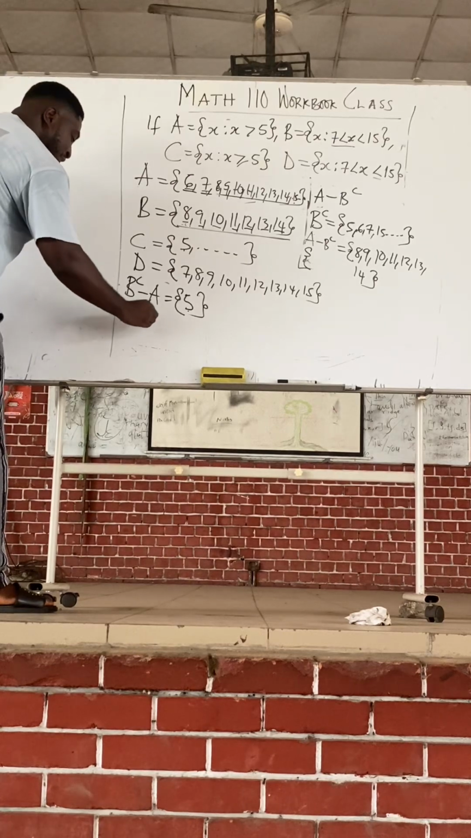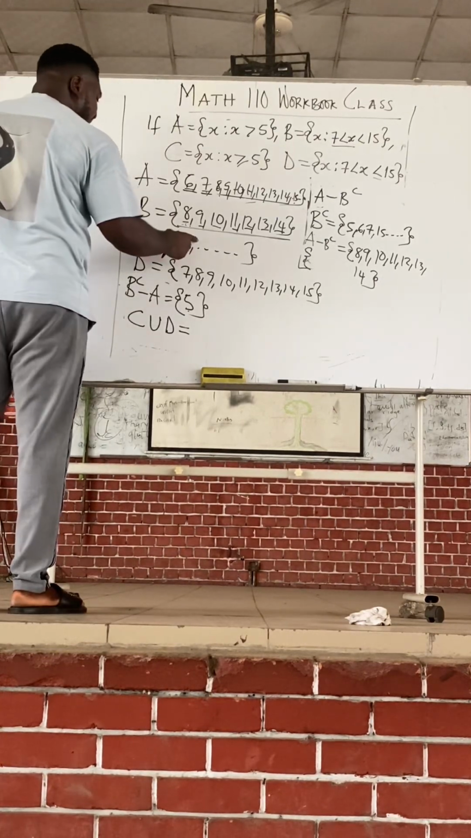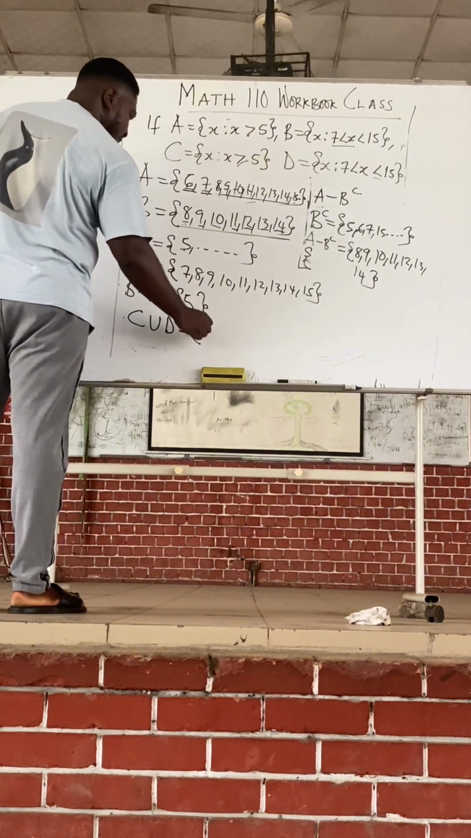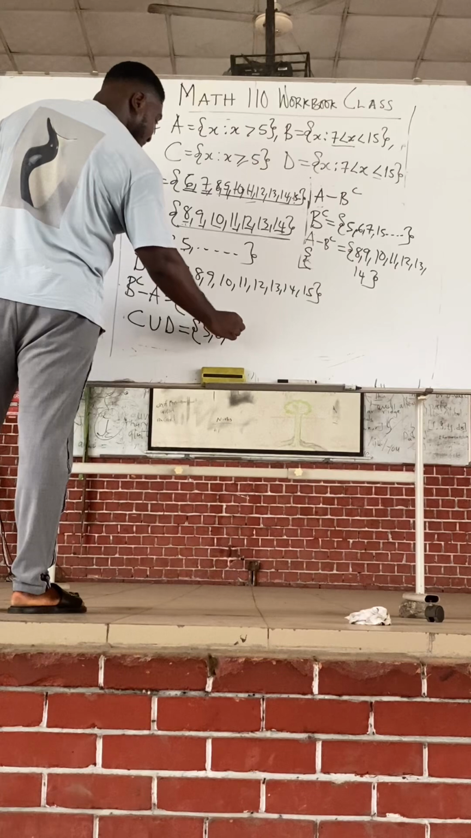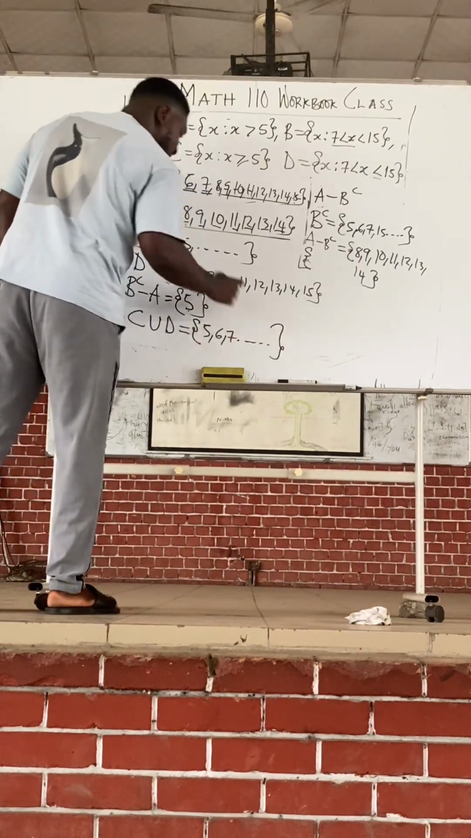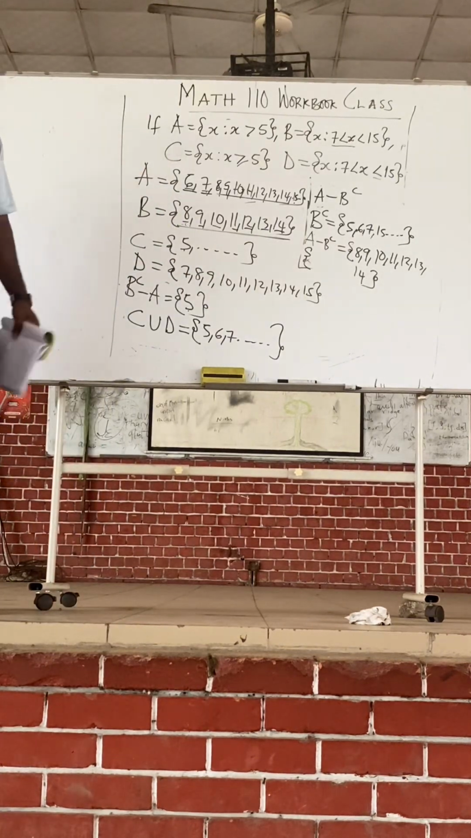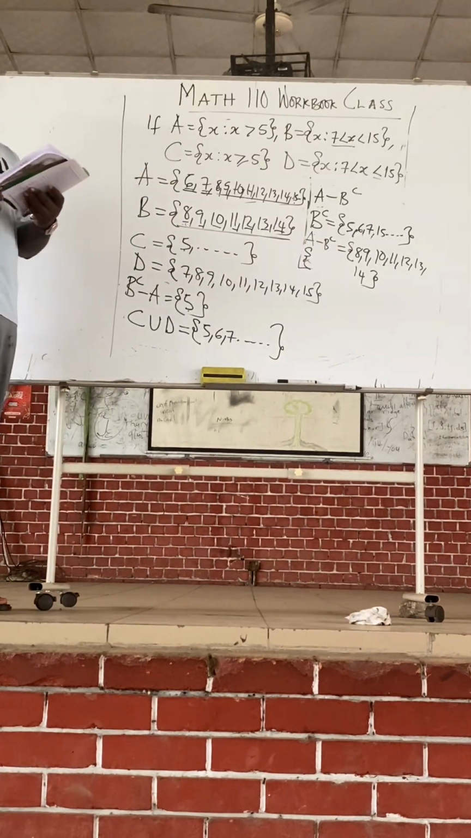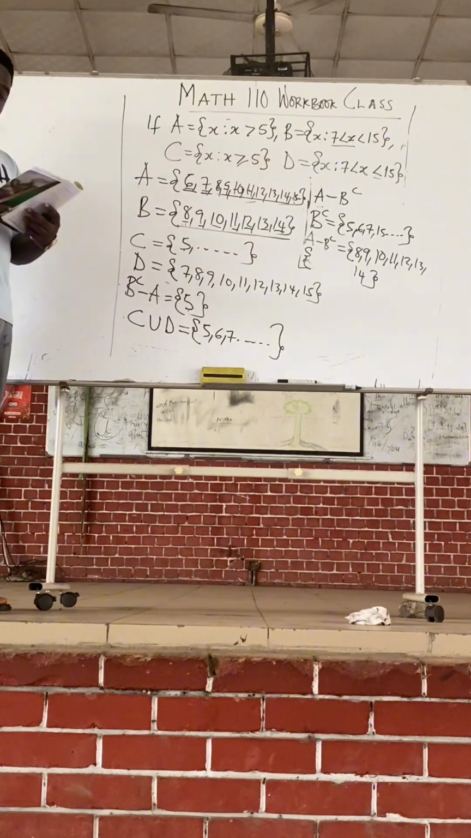Now the next one says C union D. C union D means unify every member of C with D. So start with 5, 6, 7, in fact, till infinity. C, because C is 5 to infinity, so whatever you add from D is still going to end in infinity. So C union D is 5, 6, 7 till infinity.